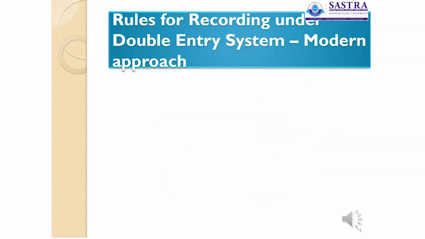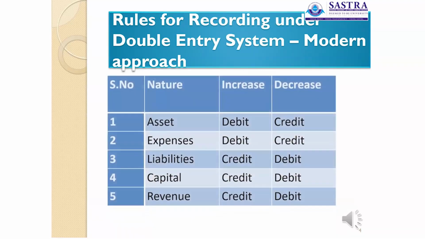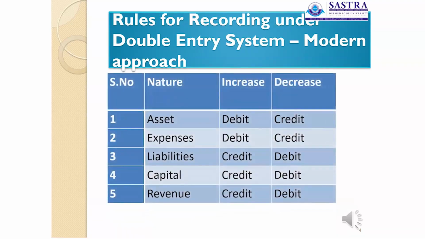Now let us see the rules for recording under the double entry system on the basis of the modern approach, that is, the rules for the accounting equation. These rules help in understanding the accounting equation clearly. First one is asset.